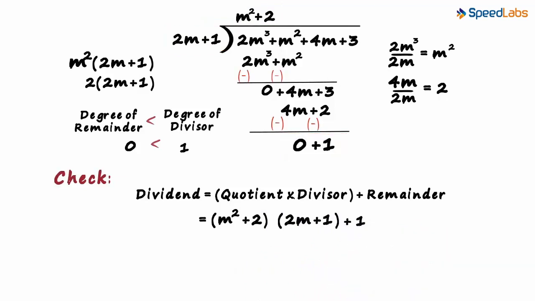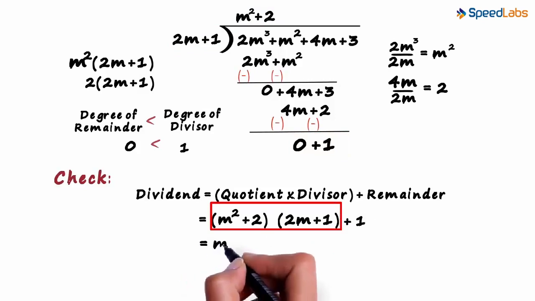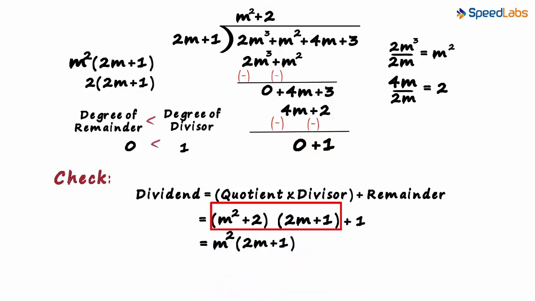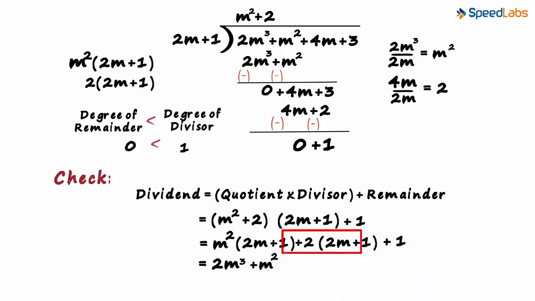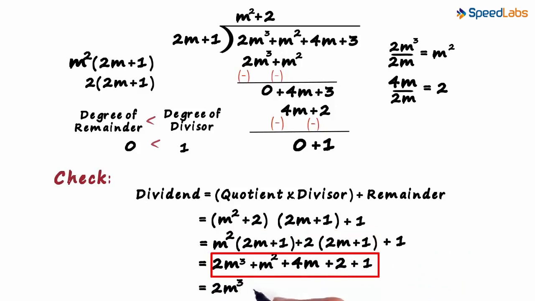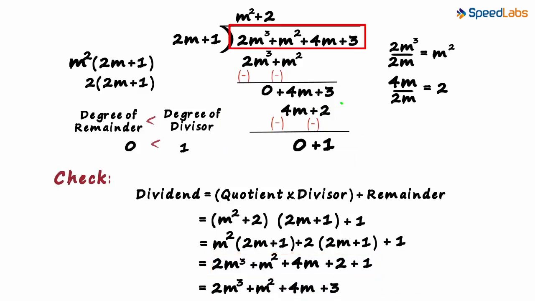Using the distributive property, this equals m squared multiplied by 2m plus 1 plus 2 multiplied by 2m plus 1 plus 1. This will equal 2m cubed plus m squared and this will equal 4m plus 2 plus 1. This can be written as 2m cubed plus m squared plus 4m plus 3. Since it equals the dividend, our calculations are correct and we can be sure that 2m plus 1 is not a factor of the dividend.